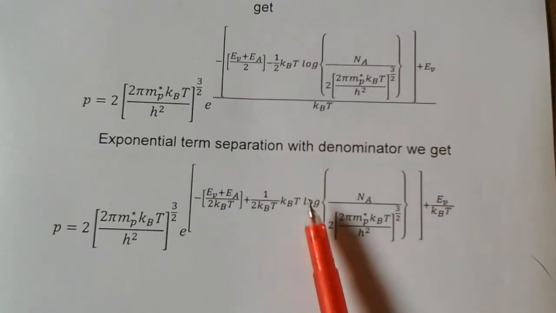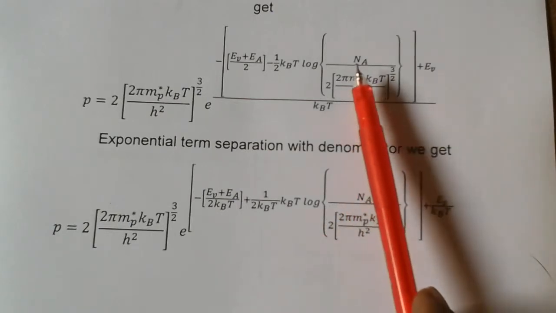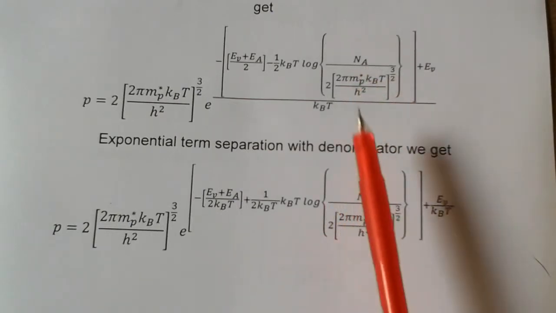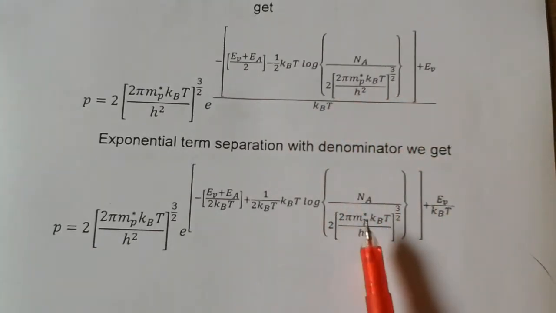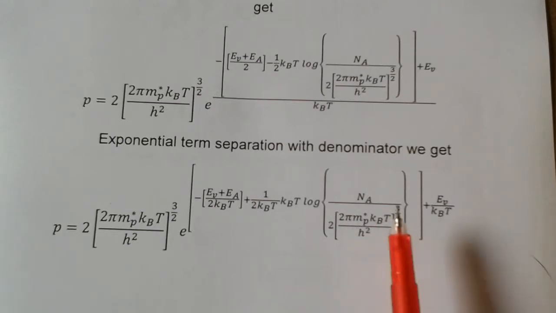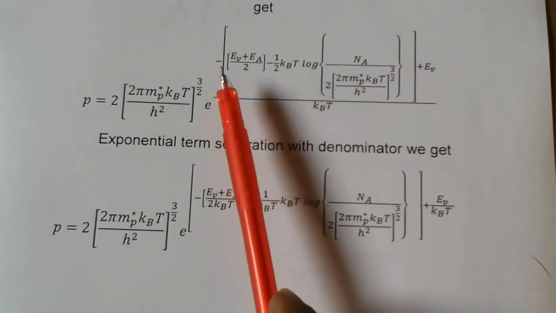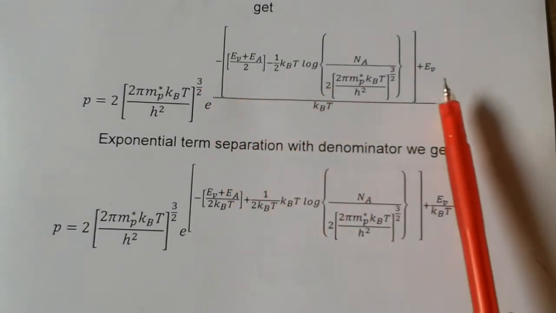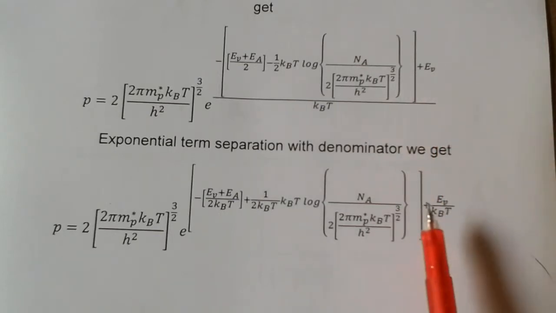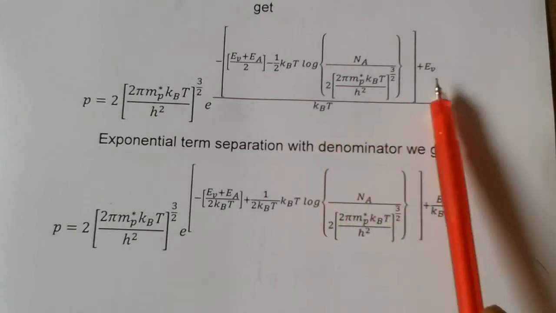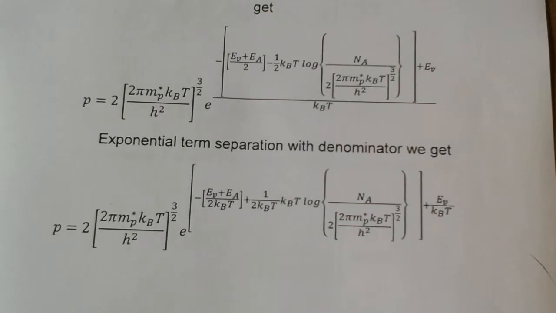So next log, flower bracket n suffix a, 2 into 2 pi MP star KBT by h square whole power 3 by 2. All is same. Just separately I am writing this one here as 2, and this minus inside bracket. Next remaining, here we can see plus EV is there. So plus EV by KBT. This KBT comes here. So this KBT is separated to every term of the exponential.